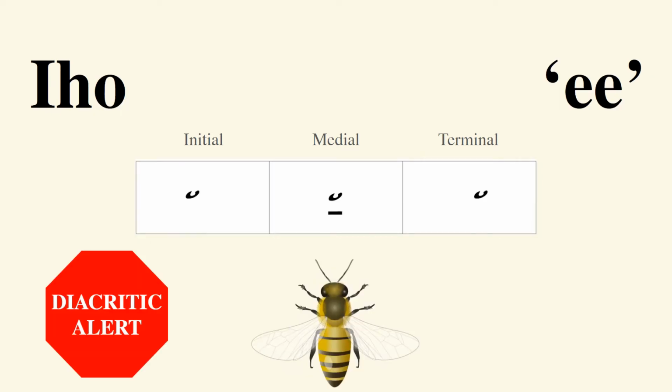Iho is another one of those diacritic vowels. It makes the long E sound, as in bee. Iho.